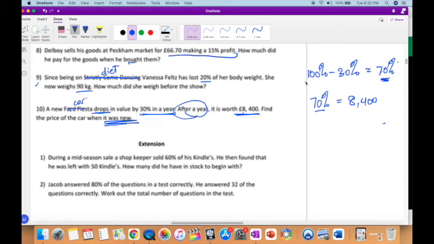So when it was new, it was 100%. So same thing. You notice that all of these questions are basically boiling down to the same thing, right? It's just a matter of what you identify as being 100%. That is what it's all about. 8,400 divided by 70. I was having a calculator malfunction there. So it would have been 12,000.